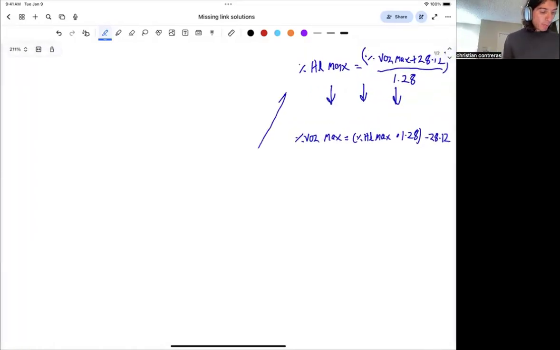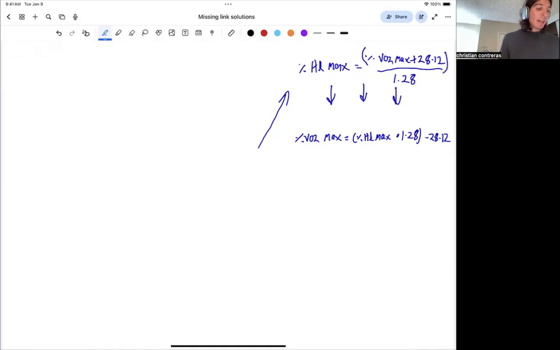This is the missing link formula that you were expected to know: percent of heart rate max is equal to percent of VO2 max plus 28.12, in parentheses, divided by 1.28. What these arrows indicate is that you can rewrite this equation to get percent VO2 max is equal to percent heart rate max times 1.28, in parentheses, and then that value subtracted by 28.12. It's pretty simple to do.